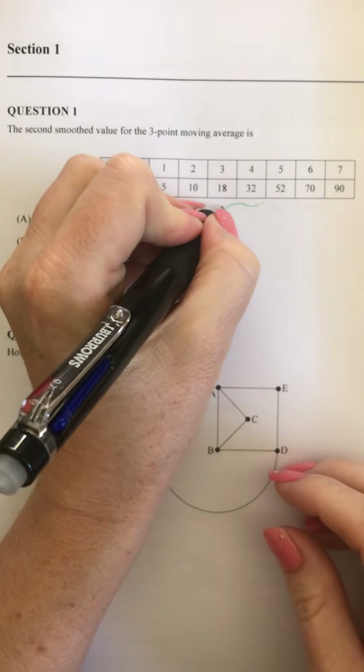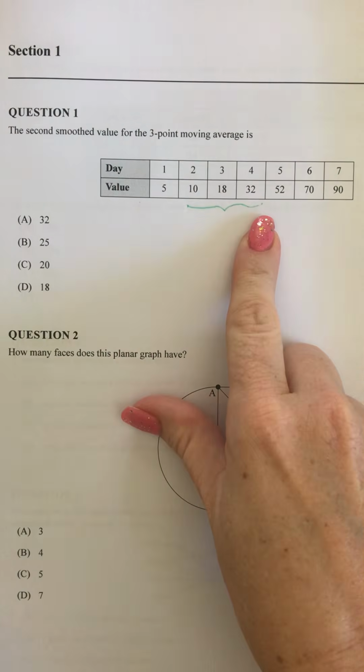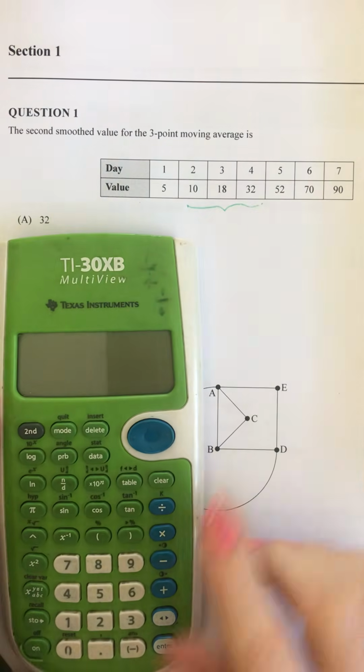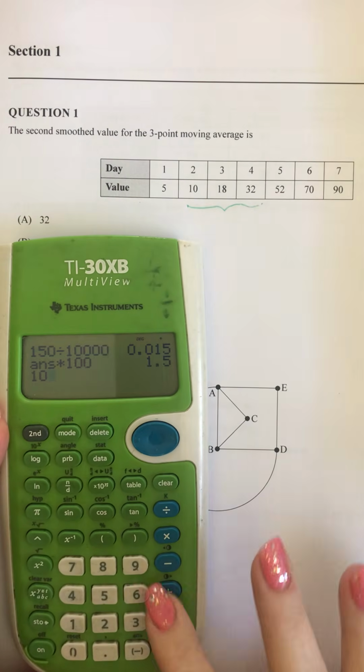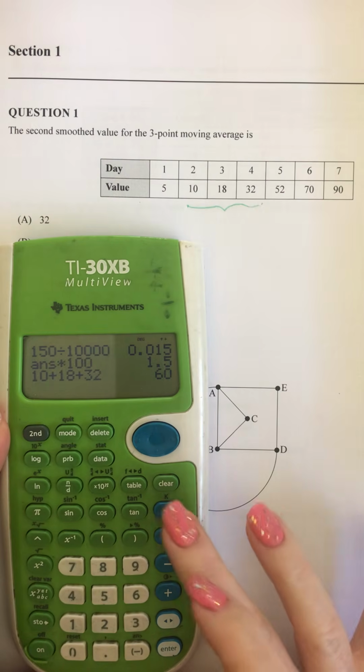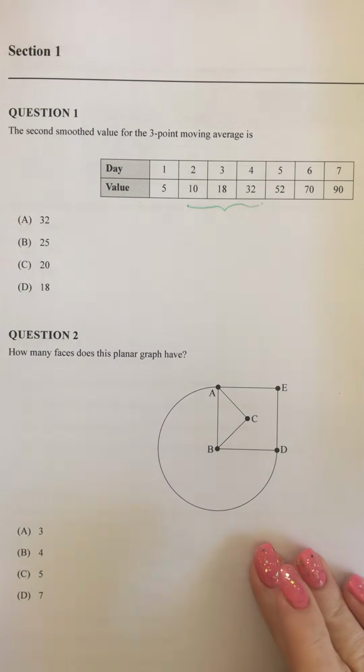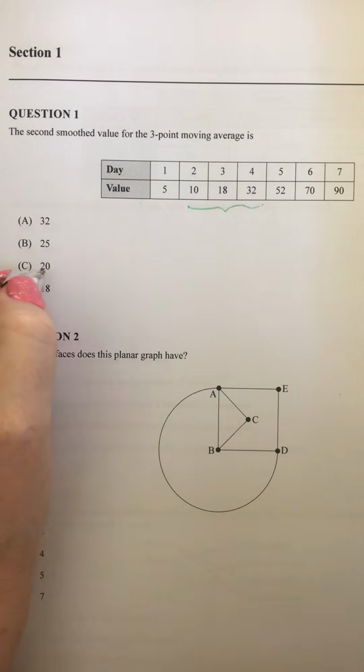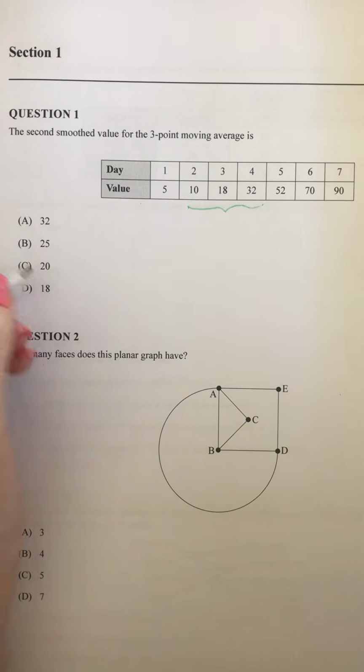So we are then looking at, for day 3, these 3 values here that we're going to add together and divide by 3. So we're going to go 10 plus 18 plus 32, and then we're going to divide that by 3, which gives us 20, which is our answer C.